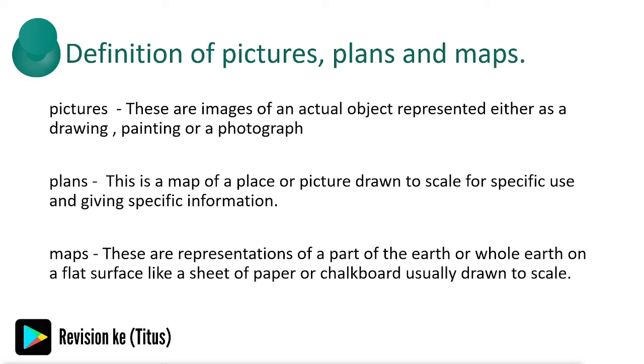So let's define pictures. These are images of an actual object represented either as a drawing, painting, or a photograph. Plans, these are a map of a place or picture drawn to scale for specific use and giving specific information. Maps, these are representations of a part of the earth or the whole earth on a flat surface like a sheet of paper or chalkboard, usually drawn to scale.